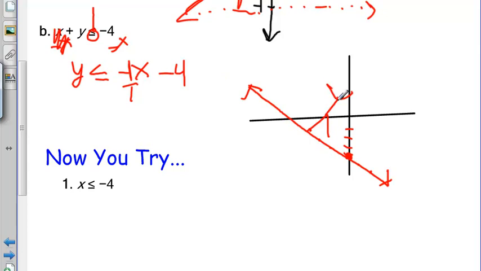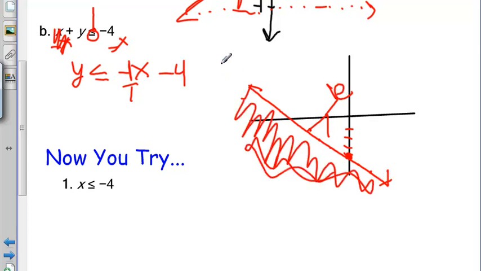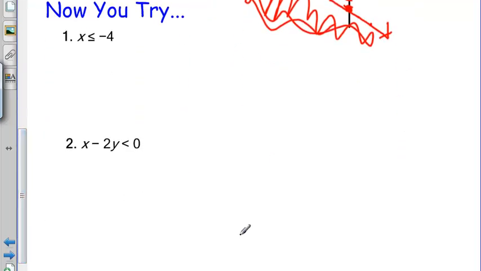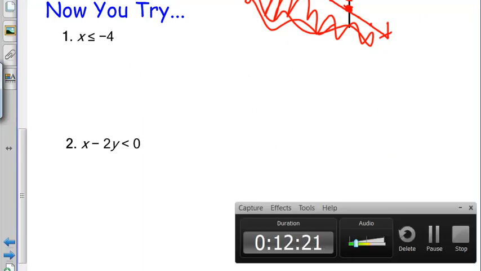So what I want to start talking about is understanding that everything that's colored in, if you pick any point that's colored in, it should work in that original inequality. That's something I wish I had spent a little more time with today. I'm going to have to spend a little time in class talking about that. So these are your Now You Tries. I will see you soon. Give these a go.